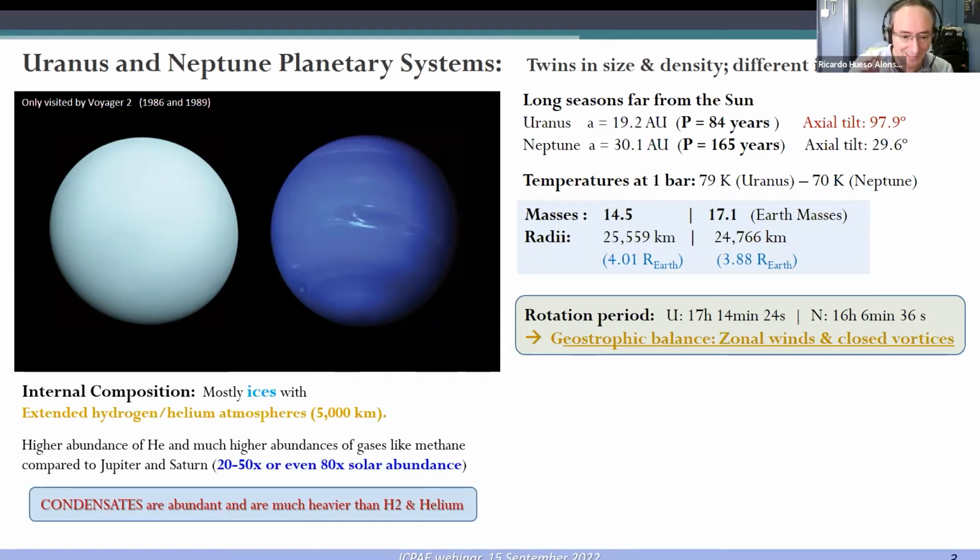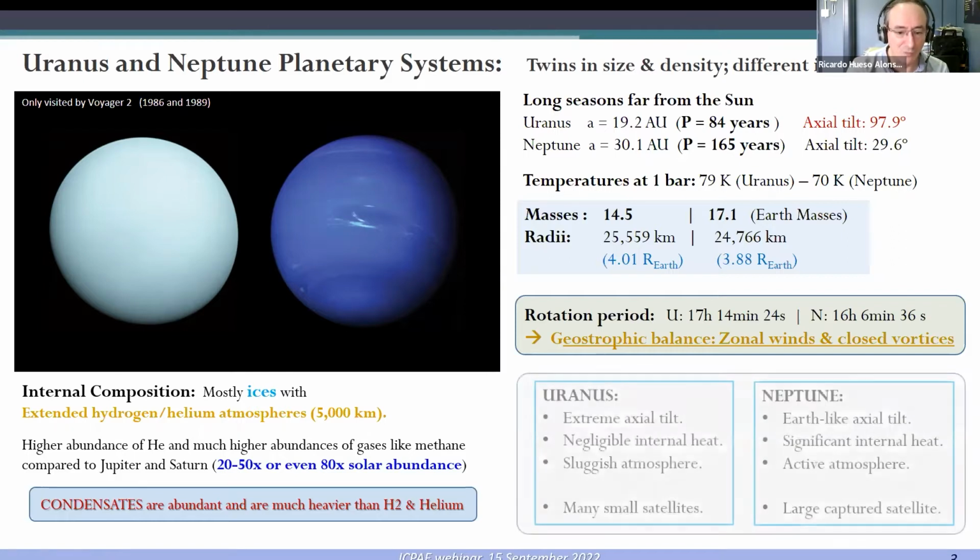If you compare the chemical composition of the atmosphere with the chemical composition of the sun, these planets are enriched 20 times or 50 times more than the sun, or even 80 times. And this is several tens of times the enrichment in heavy volatiles than what we find in Jupiter and Saturn. And because all of these condensates that are able to form clouds are very abundant, and they are much heavier than hydrogen and helium, these atmospheres are in a completely different regime regarding their vertical equilibrium and the ability to develop moist convection. And this is going to be very critical in the study of the features that we are observing here in these atmospheres.